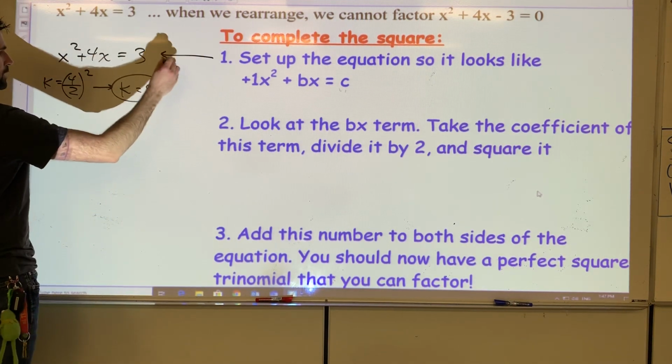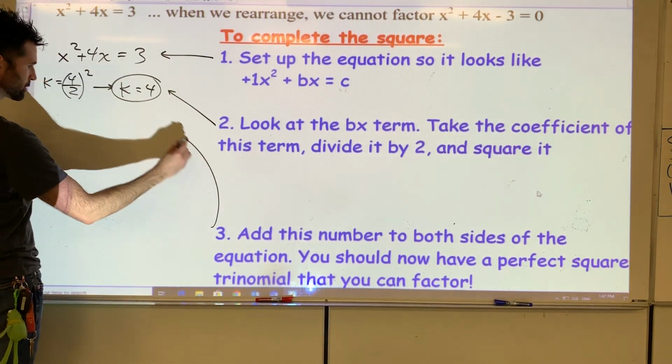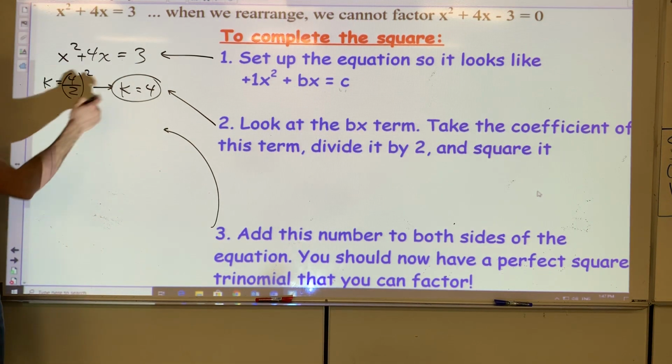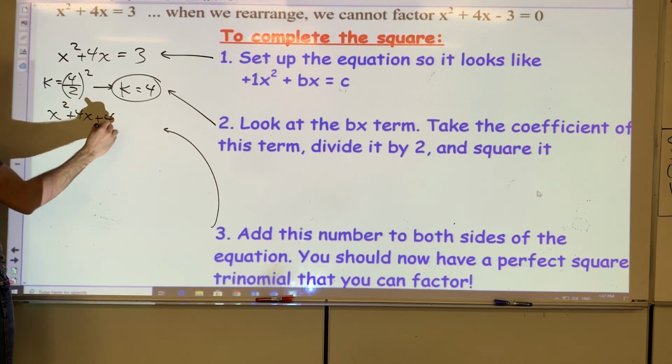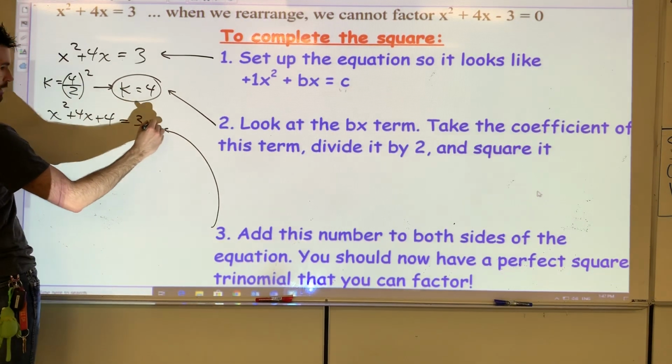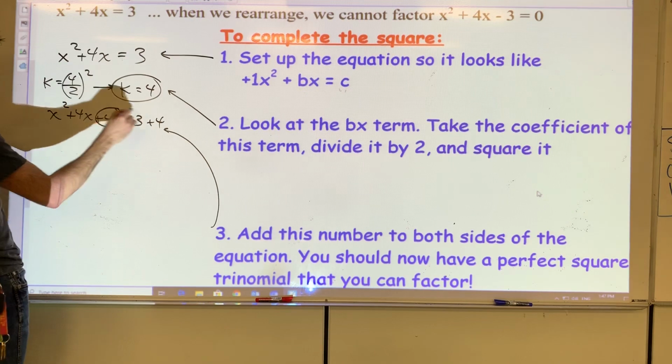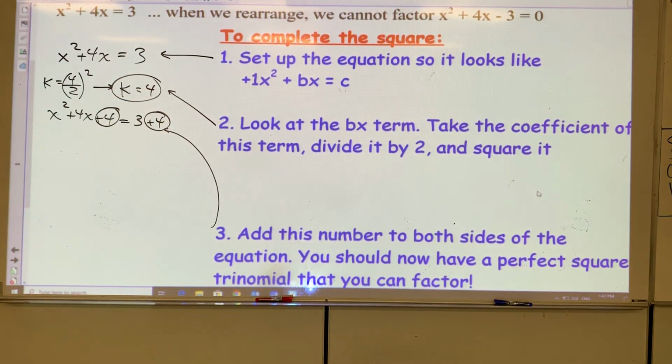Okay, so step 1, step 2, step 3 starts here. So I'm going to take this 4 and I'm going to go x squared plus 4x plus 4 equals 3 plus 4. So I added that. Maybe circle it so it's clear. You added that to both sides. Now, hey, is that okay? Like, can I do that to an equation? If I add 4 over here and I add 4 over here, is it still balanced? You betcha. So that's why you can do it.